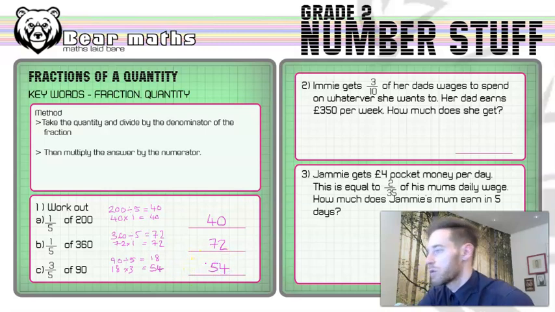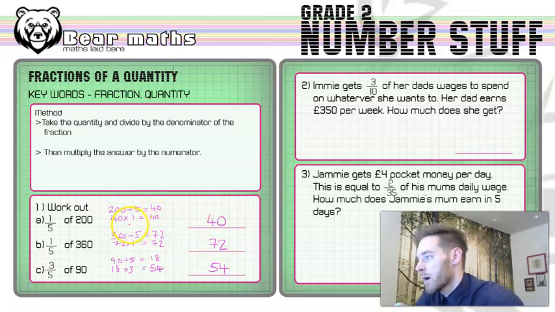Okay, so pretty simple two-step process. Just take the number that you get given, divide by the bottom, multiply by the top. Simple. All right, it will always work.